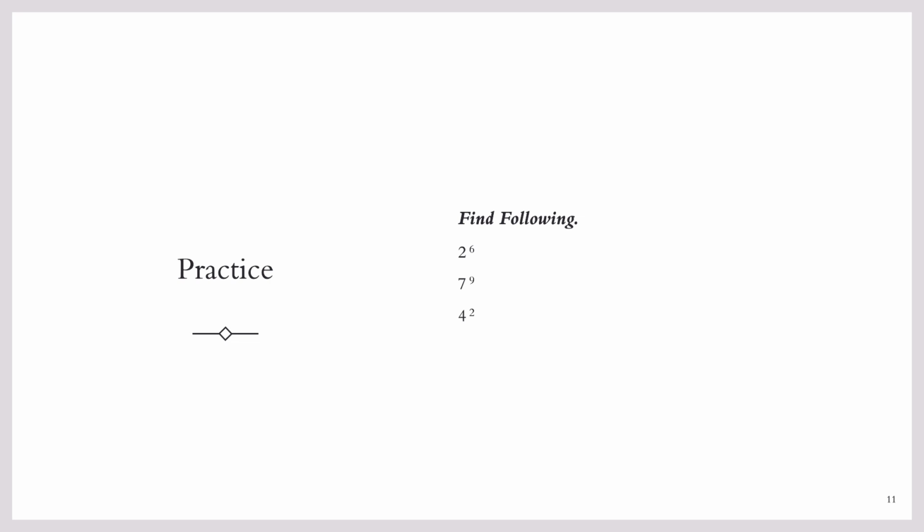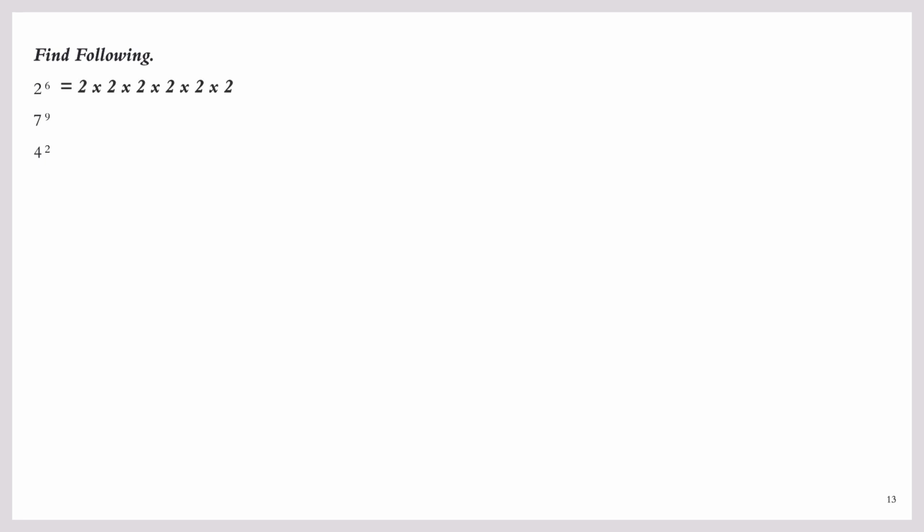In this example, we are supposed to find 2 to the power 6, 7 to the power 9, and 4 to the power 2. So let's put it on the side and let's get started. 2 to the power 6 means we have to multiply 2 by itself 6 times. So we can write 2 multiplied by itself 6 times.